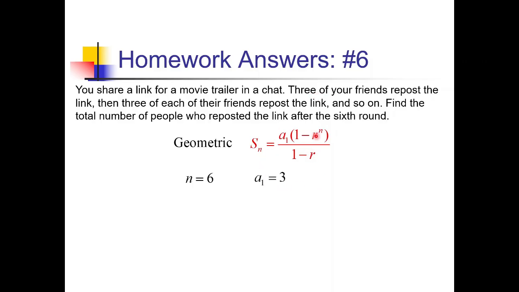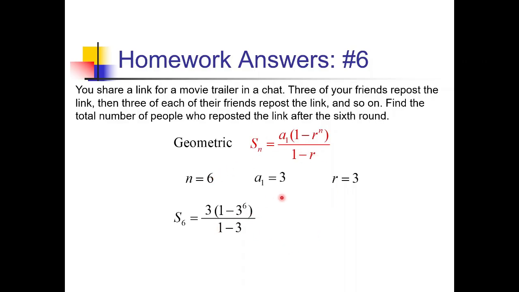And then for the r value, that's the number of their friends that keep reposting it every single round. That's what we're multiplying by each round. So that's going to be 3. Putting all that together, the sum of the first 6 rounds, we have our a1 of 3, 1 minus the r of 3 raised to the 6th power, all over 1 minus the r value 3.